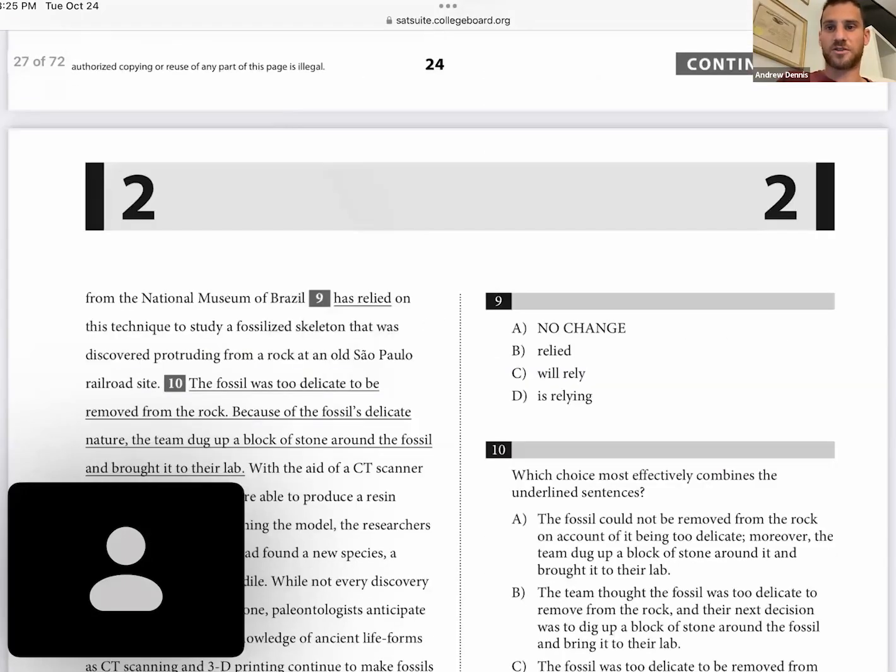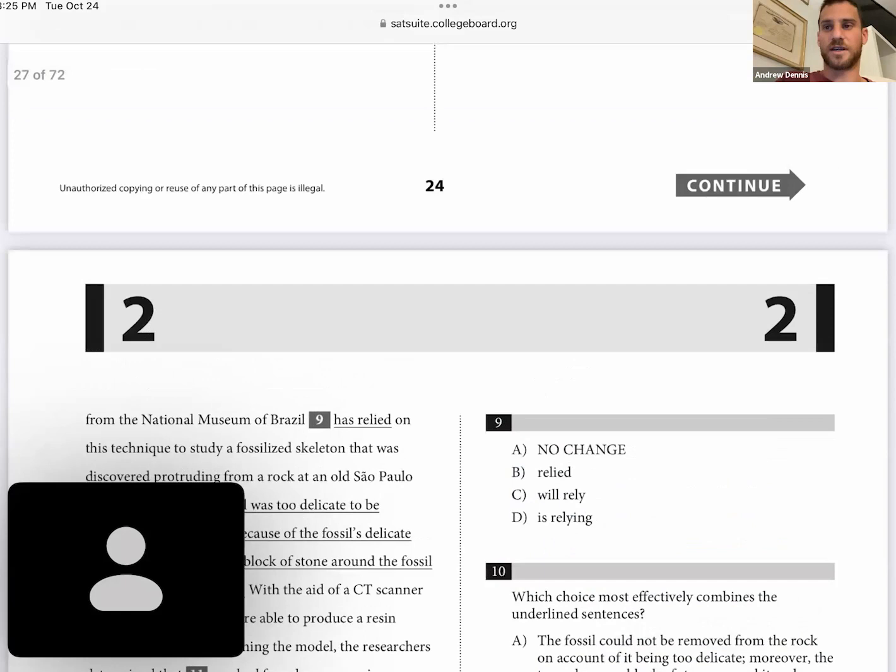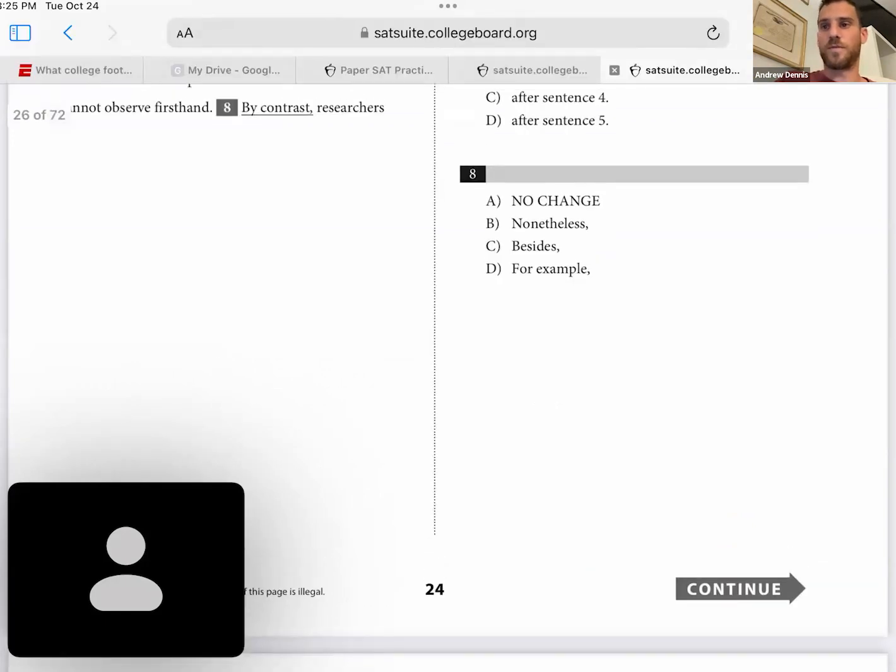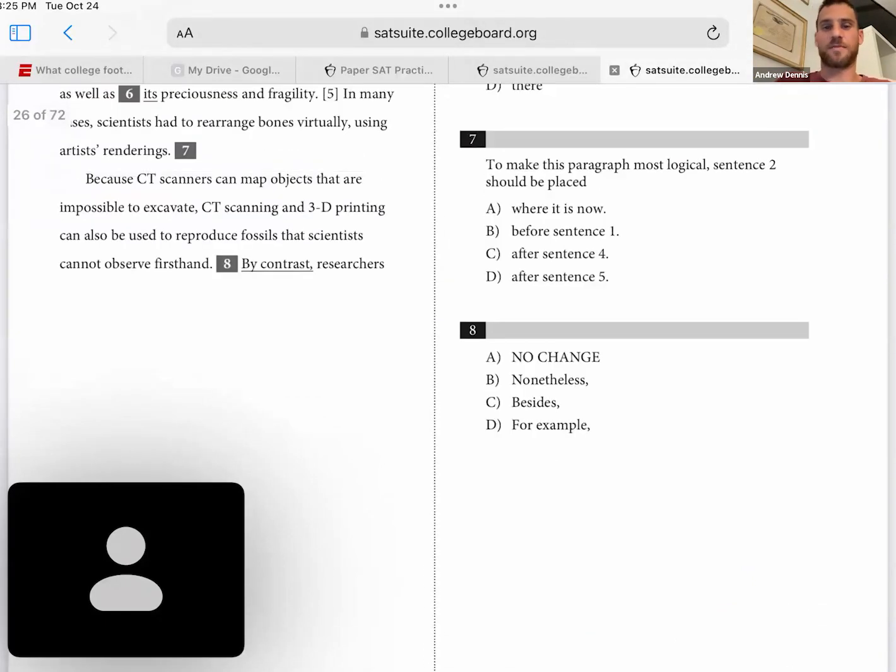researchers from the National Museum of Brazil have relied on this technique to study a fossilized skeleton that was discovered protruding from a rock on an old Sao Paulo rail site. Or nonetheless, besides, or for example. Do we have any idea what this one could be?